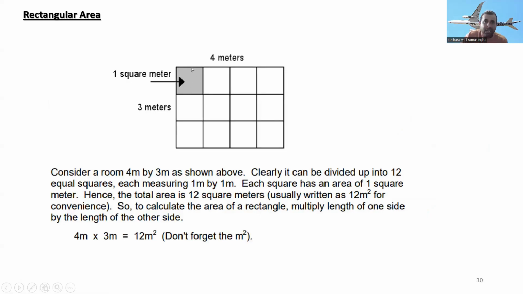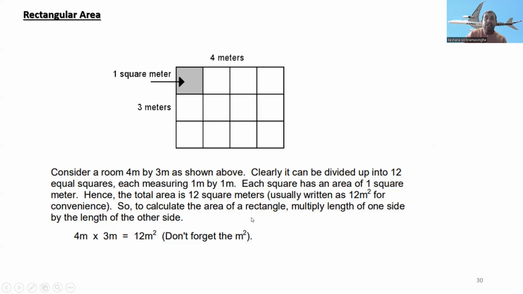Here is 1 square meter, with a length of 4 meters and a width of 3 meters. Consider a room 4 meters by 3 meters as shown above. Clearly it can be divided into 12 squares, each measuring 1 by 1. Each square has an area of 1 square meter, hence the total area is 12 square meters, usually written as 12 m squared for convenience.